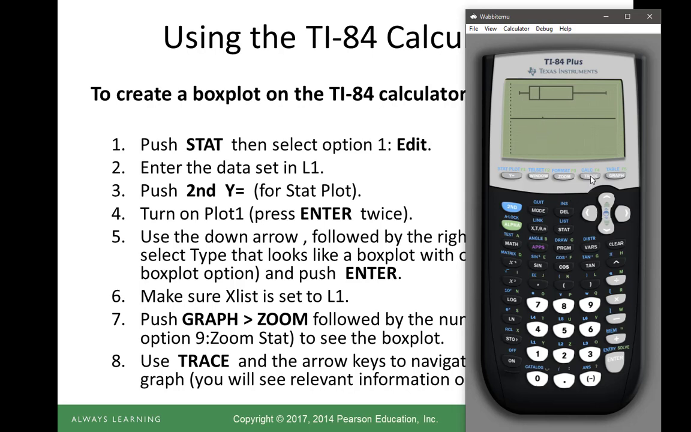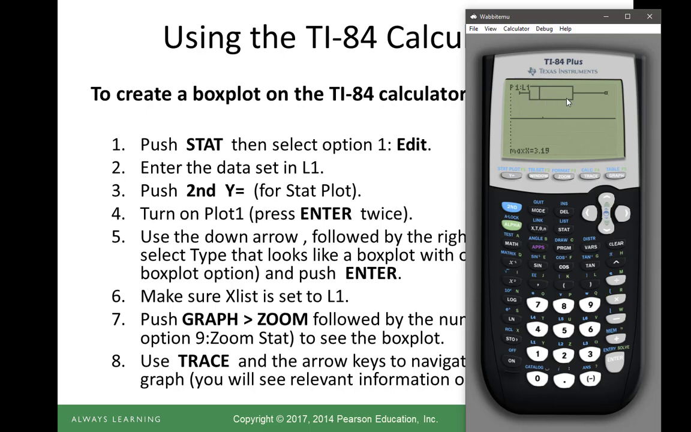Now what you want to do is you want to do trace, and you can see there's my minimum at 293. I'm going to use my arrow keys. There's my quartile 1, there's my median, there's my quartile 3, and there's my maximum at 319.